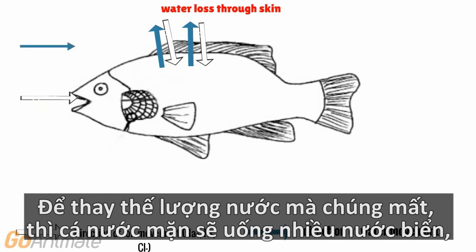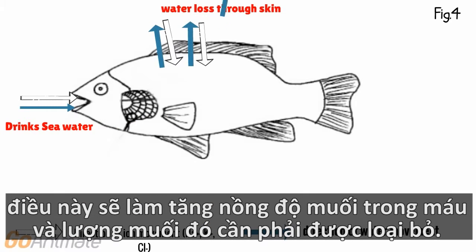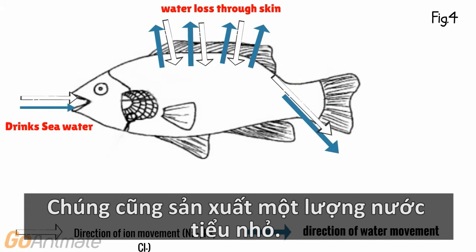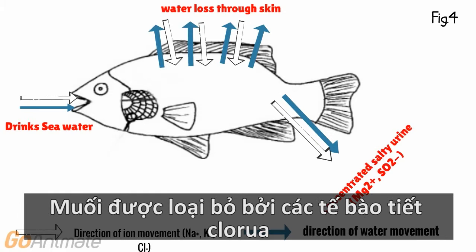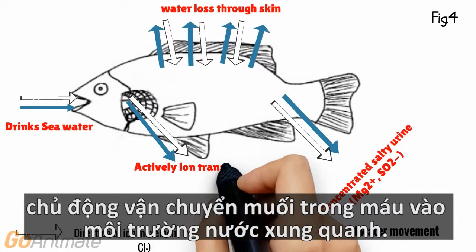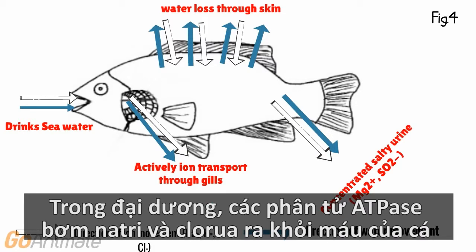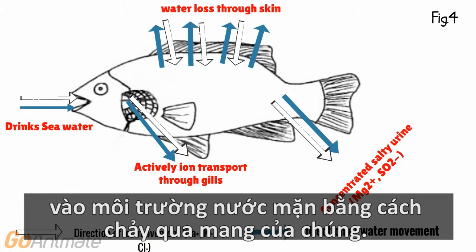To replace the water they lose, saltwater fish drink seawater. Drinking seawater then brings a large quantity of salt into the blood, and this has to be removed. They also produce a very small volume of urine. Salt is removed by chloride secretory cells in the gills, which actively transport salt from the blood into the surrounding water. In the ocean, the sodium and chloride ATPase molecules pump sodium and chloride out of the fish blood into the salt water flowing over their gills.